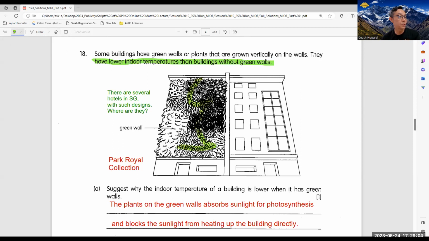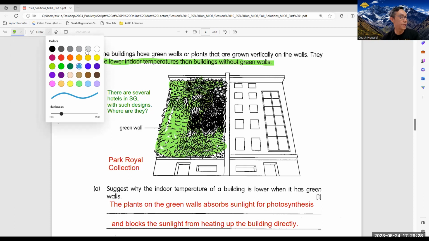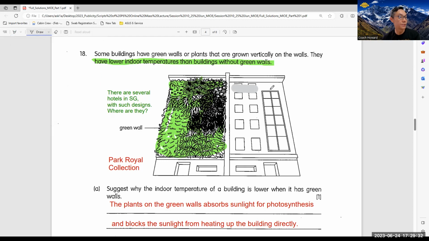This one has green walls. Okay, this part. There are a lot of green plants over here. They're covered with green plants, whereas on the other side, they do not have green plants. The other one is actually, what color is that? Maybe like gray color. Yeah. So this part, they do not have green plants.